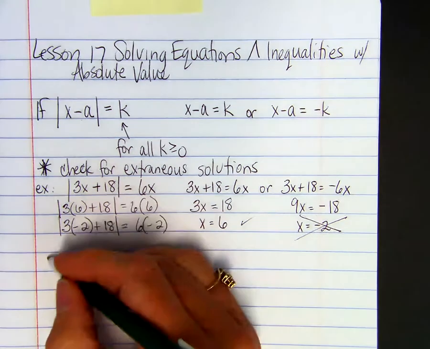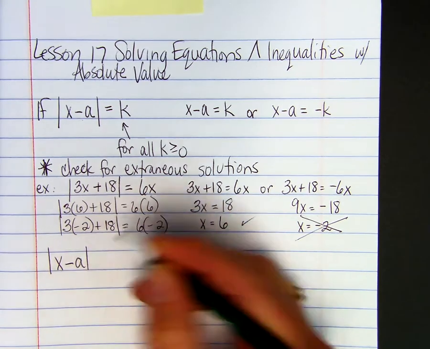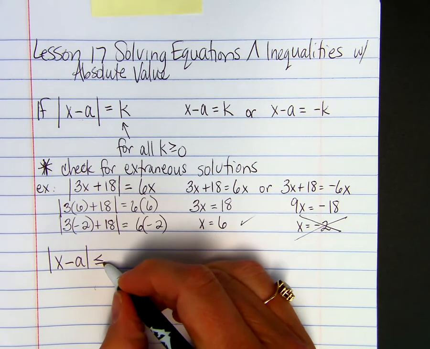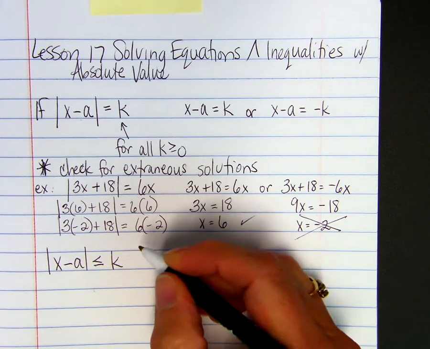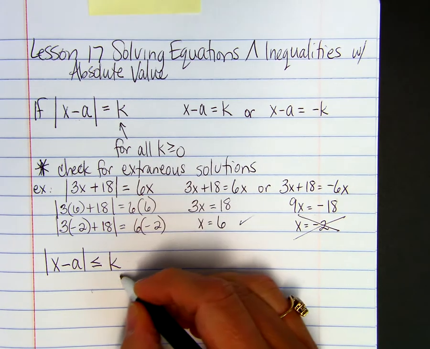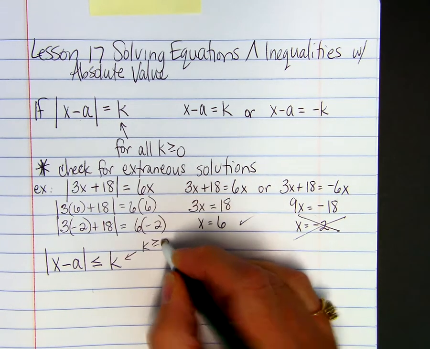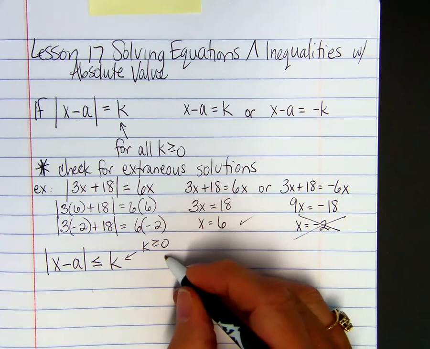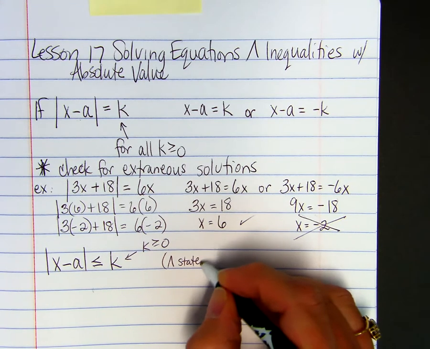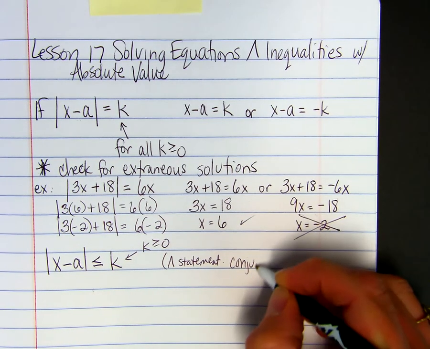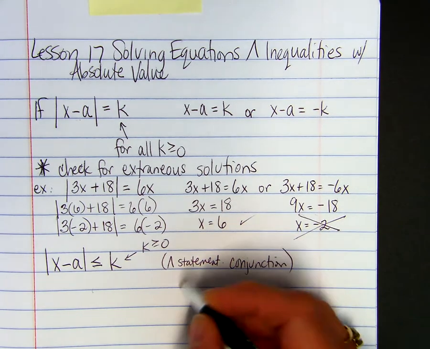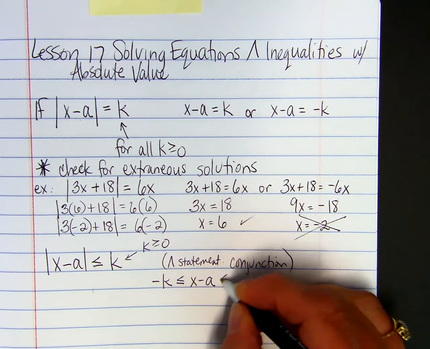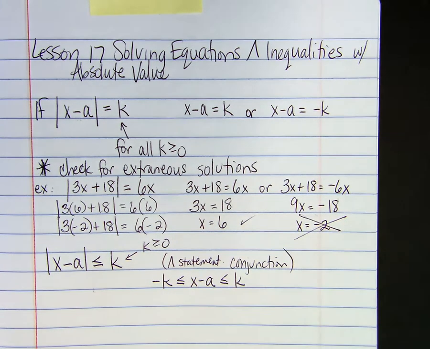Okay. So for inequalities, that was if it was equal. For inequalities, if it's less than or equal to a number k, and again k has to be greater than or equal to 0, then you have a conjunction. This is an and statement, a conjunction. So we have negative k less than or equal to x minus a, which has to be less than or equal to positive k.